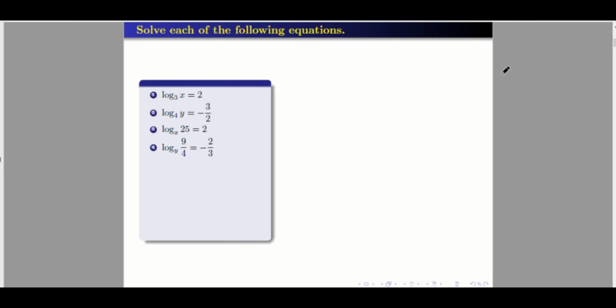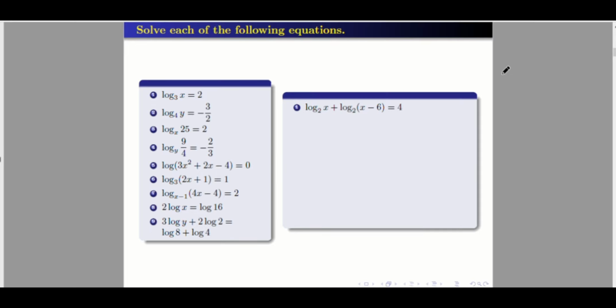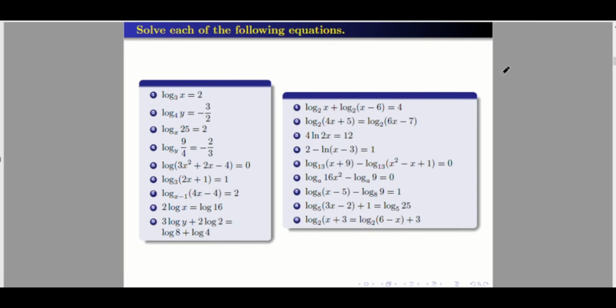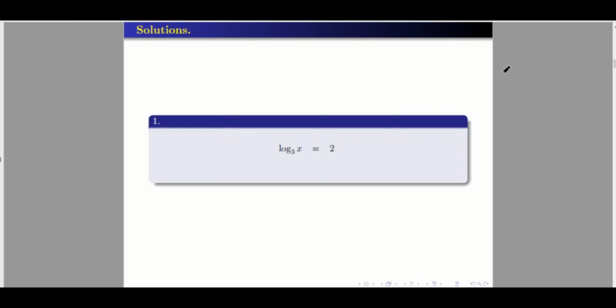So we have the following problems. For equations, the solution for number 1: given log of x base 3 equals 2. Of course, we will not use a calculator in this video. The first step is to convert this into its exponential form.